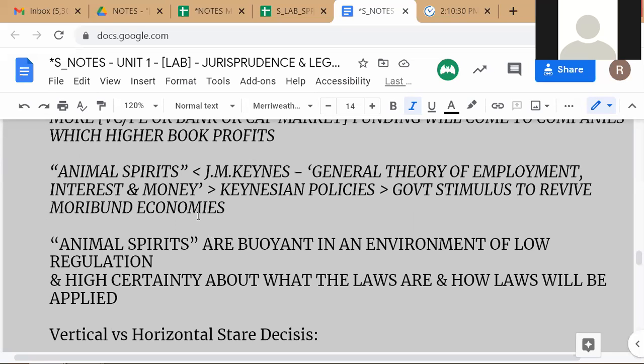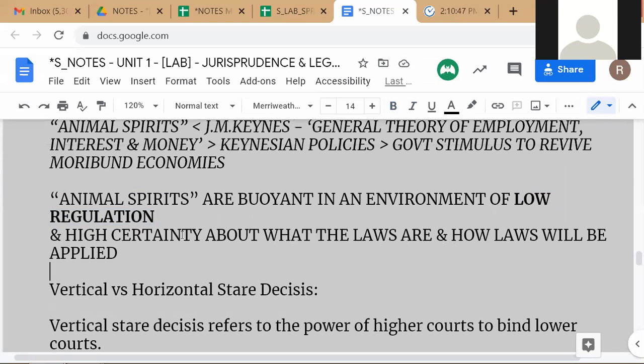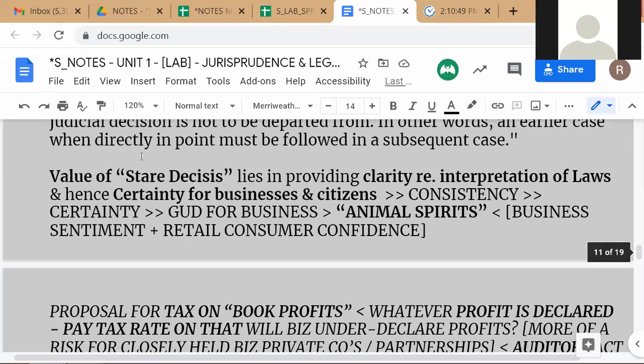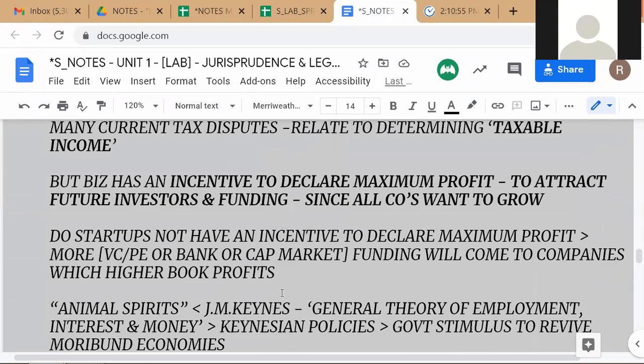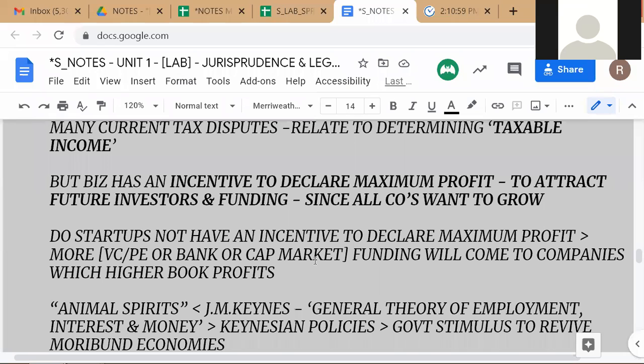Okay. So another point we discussed is that I've already told you that generally you have buoyant animal spirits when there's low regulation. A big factor, low regulation. Okay. And high certainty about what the laws are and how the laws will be applied. This brings us back to the idea of stare decisis. Okay, consistency in applying the laws, consistency in deciding similar cases. So that's stare decisis.